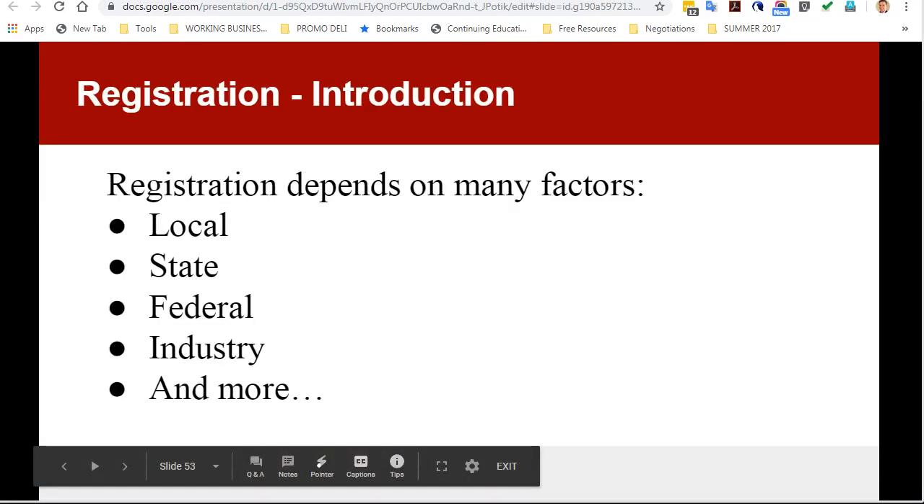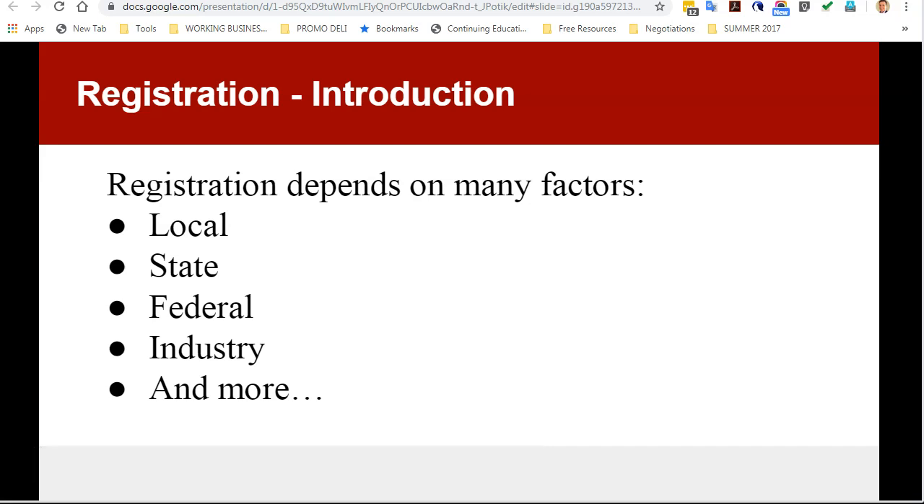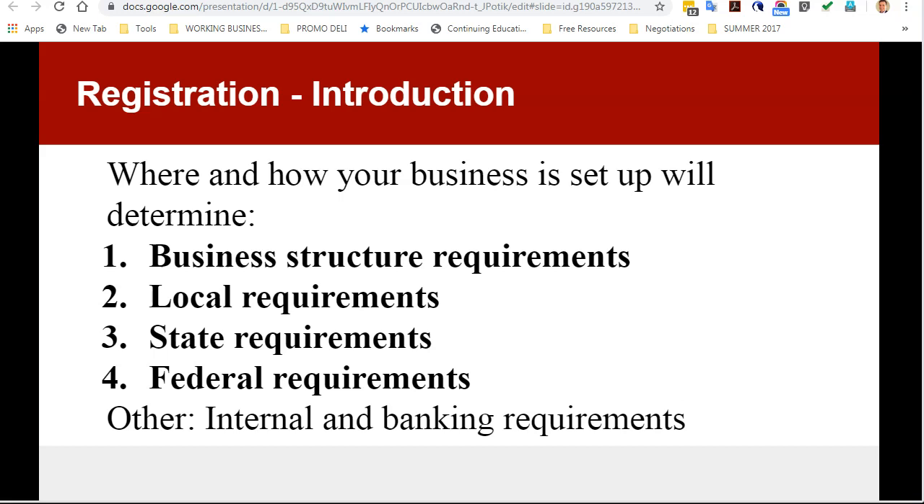So as we said before, registration depends on many factors: local, state, federal, industry, and more. It also depends on the type of business entity that you're going to set up. So where and how your business is set up will determine the business structure requirements, how you're going to set up your business structure, and what the local, state, and federal requirements are. Other issues are your internal and banking requirements.